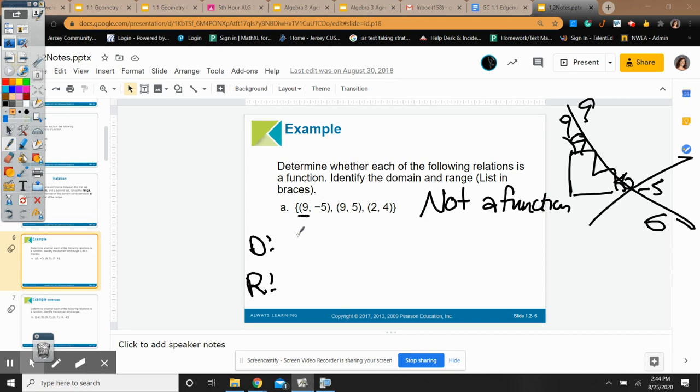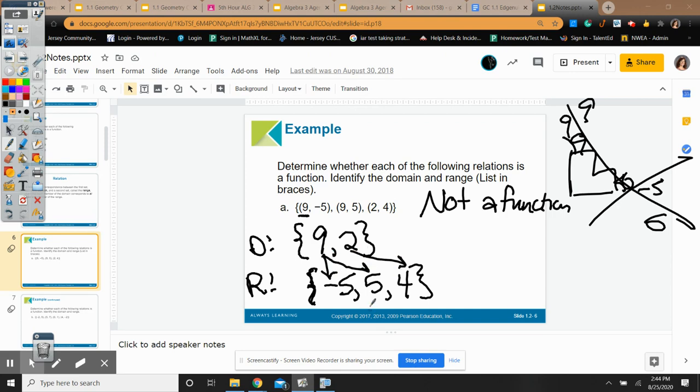In its domain, I think the way they're going to have you do this is they're going to have you do a forehead, nose, and chin for a little brace here. And I think they just want you to put 9 for the x value. There's another 9. And then a 2. Another forehead, nose, and chin. And then the range, ooh, that was a little squiggly, will be -5, 5, and 4. You should be able to tell that this couldn't be a function because there were 2 arrows coming out of that 9 if you were going to draw the arrows like that last example.